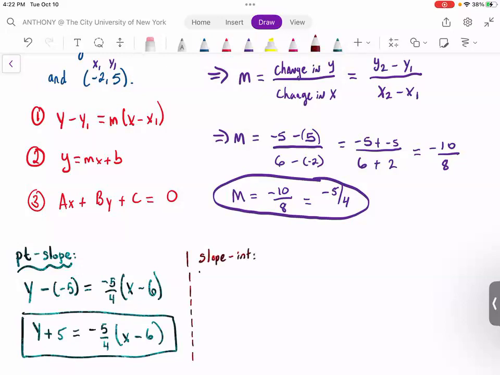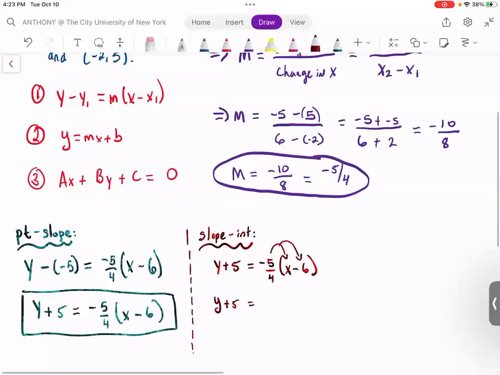the slope-intercept form can be found by just rewriting the point slope form in y equals mx plus b, where essentially you isolate the y by itself, right? So if I start off where I left off with y plus 5 equals -5/4 times x minus 6, I'm just rewriting this equation in such a way where I have the y by itself. So first thing is, distribute the -5/4 inside the parentheses in the right-hand side of the equation, okay? The left-hand side, you just leave it alone for the moment.